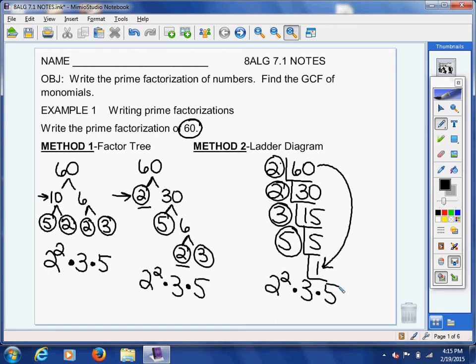Ladder diagram is not my favorite, but it's definitely something you can do if you've been taught that in your lower grades more recently. Maybe that's the style you like best. So it really doesn't matter.